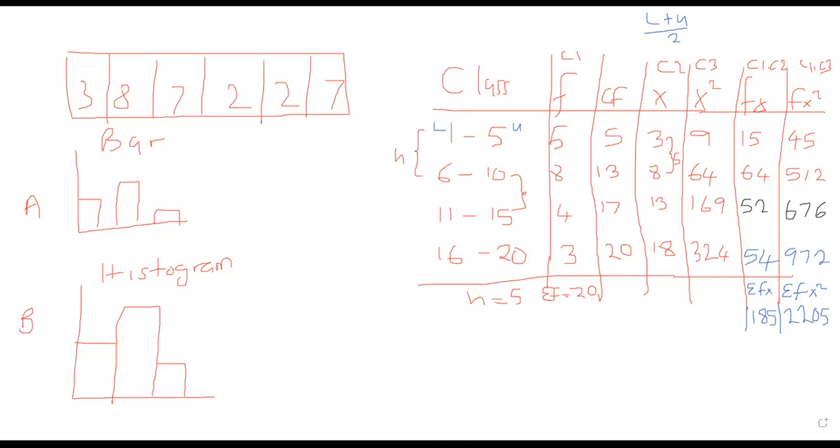Now go to calculating the measures of central tendency and dispersion. So we have summation of f is 20, summation of fx is 185, and summation of fx squared is 2205. How do we find the mean?